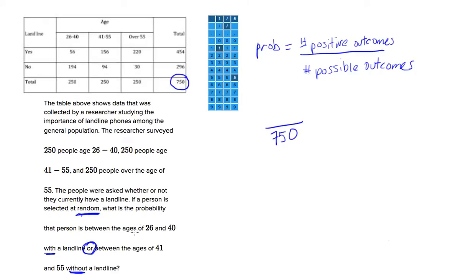So in this case, if persons between the ages of 26 and 40 with a landline, we're looking down this column here with a landline. That means we have 56 people there, plus between the ages of 41 and 55 without. So in this column, without a landline. Add that 94 to the 56. You get 150 out of 750 that fall into one of these categories. That reduces down to 1/5, or you could also put a decimal and grid that in as 0.2.